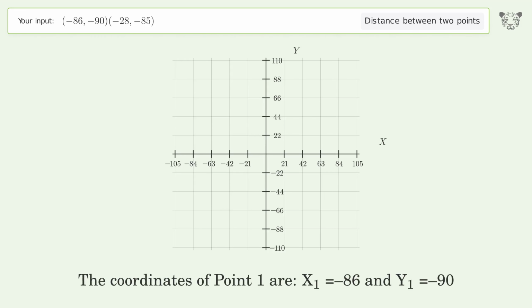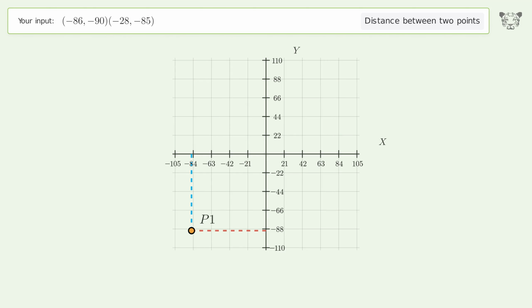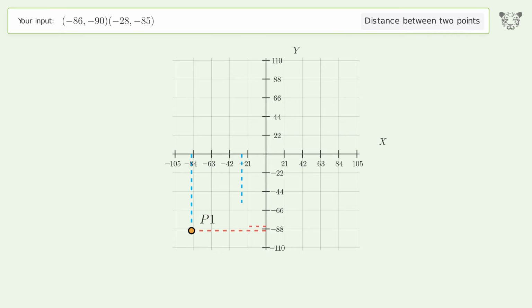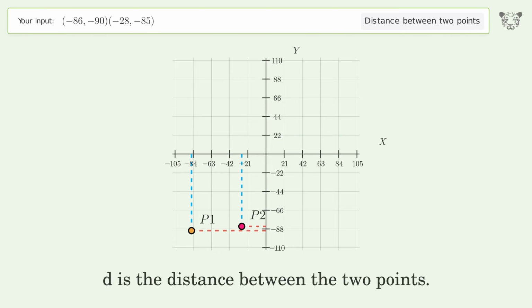The coordinates of point 1 are x1 equals negative 86 and y1 equals negative 90. The coordinates of point 2 are x2 equals negative 28 and y2 equals negative 85. D is the distance between the 2 points.